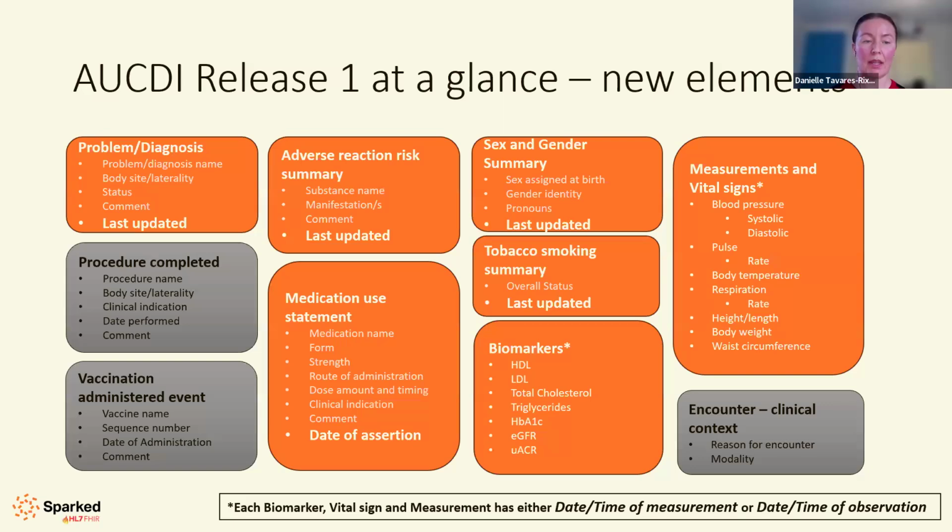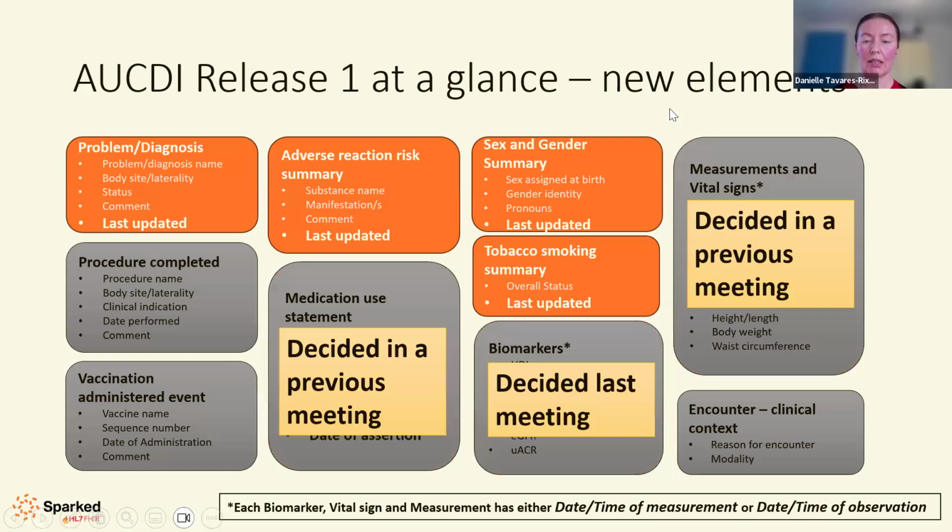This was the initial set of differences that came from AUCDI R1, where the grayed out data groups are the ones for which there was no change that we had to consider. The ones in orange are where there was a new data element, around date time of measurement, date time of observation, or last updated. Now, we've had a couple of previous very successful meetings working through these. So here's where we are now.